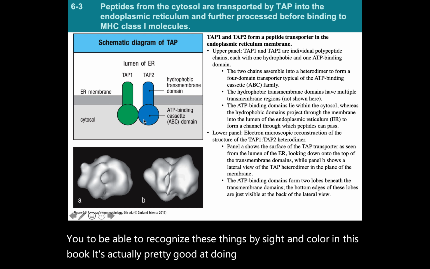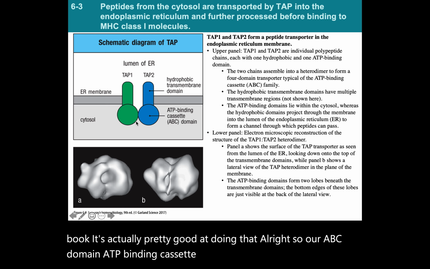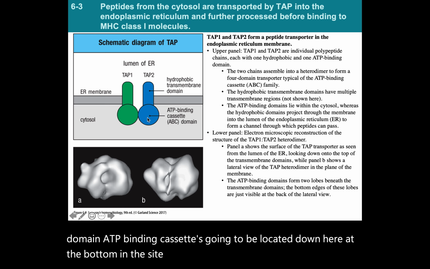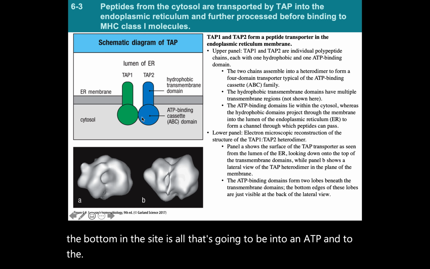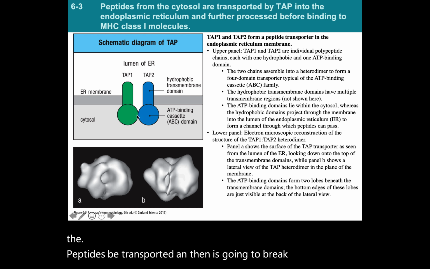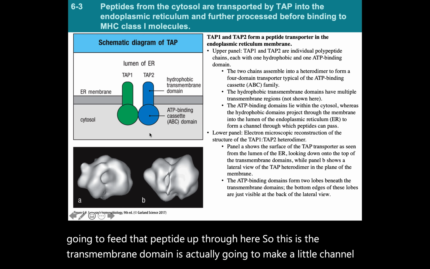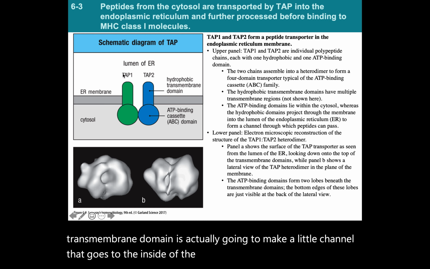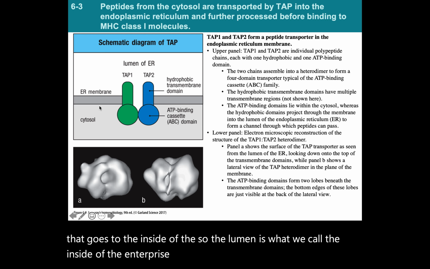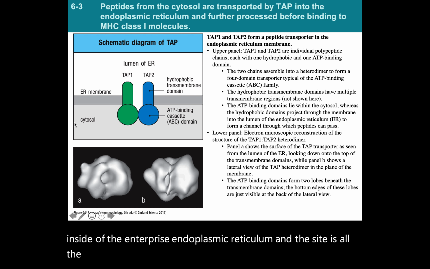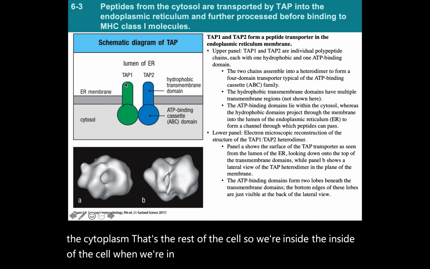All right, so our ABC domain, the ATP binding cassette, is located down here at the bottom in the cytosol. That's going to bind to an ATP and to the peptide to be transported, and then break the ATP, and it is going to feed that peptide up through here. This is the transmembrane domain. It's actually going to make a little channel that goes to the inside of the ER. The lumen is what we call the inside of the endoplasmic reticulum, and the cytosol, the cytoplasm, is the rest of the cell. So we are inside of the cell when we are in the lumen of something like the ER.